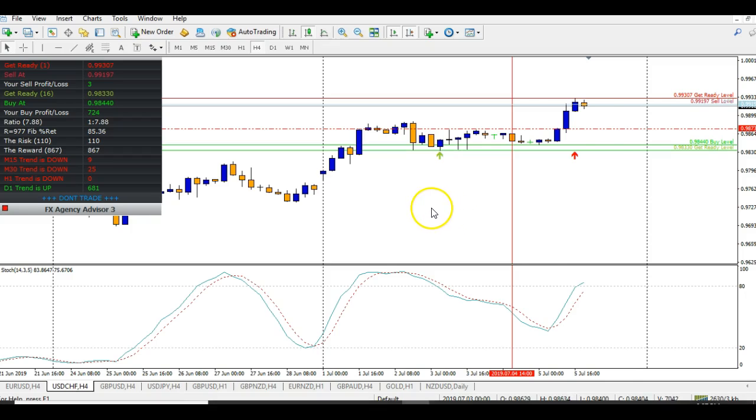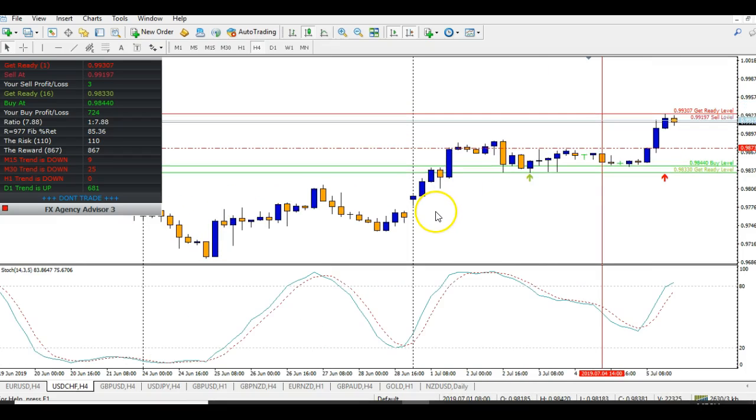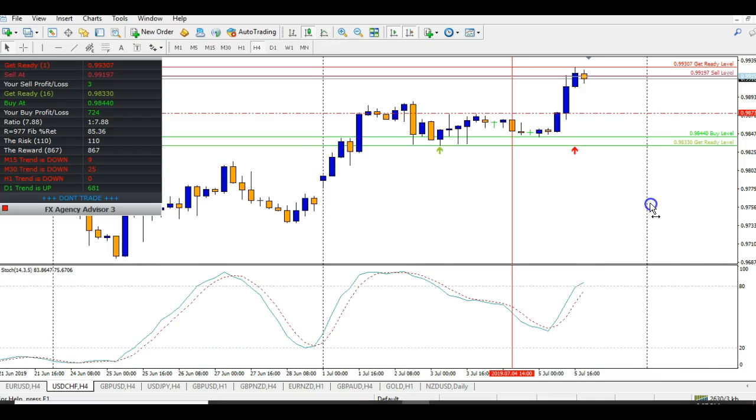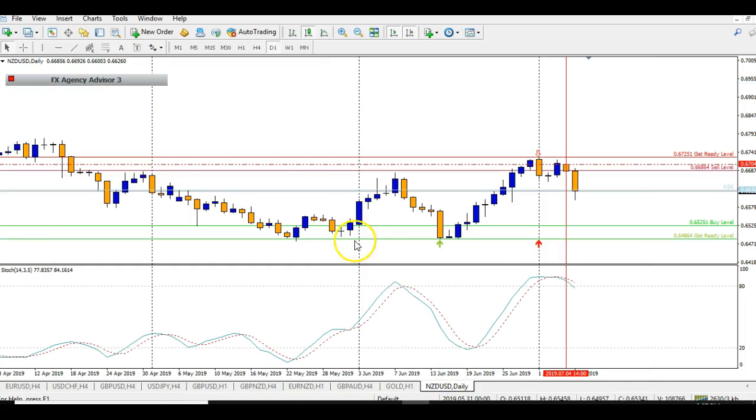The advisory indicator will calculate those levels, strong levels of support and resistance. You don't have to do that. It'll do it for you. All you need to do is qualify the trade by using a candlestick pattern, stochastics indicator, and of course the buy and sell signals. If you have any questions, just email me.